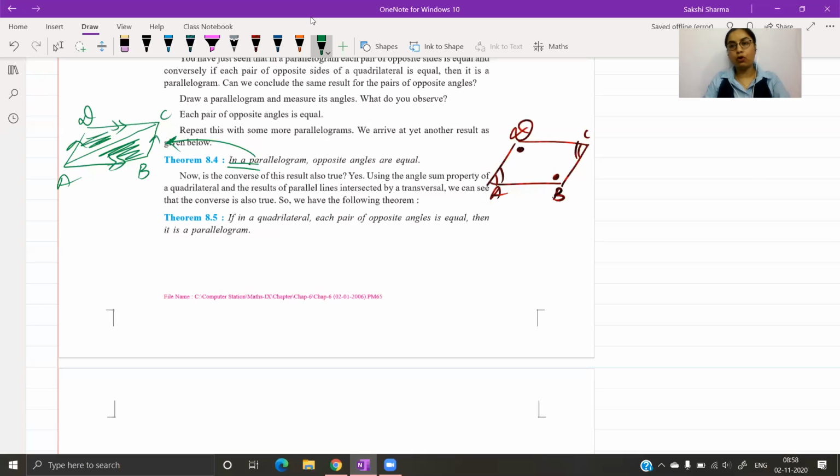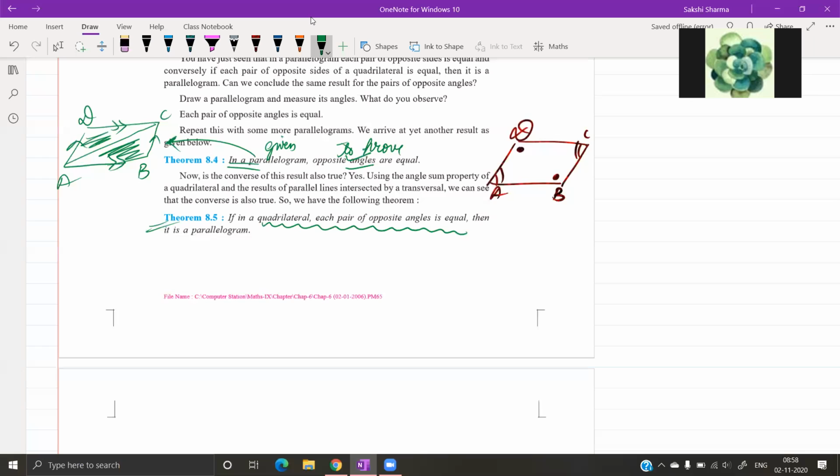Triangle ABC will be congruent to triangle CDA. From there, we can conclude that the opposite angles are equal. So we can start with this and prove this. How can we prove this? We need to start with this result, that a pair of opposite angles is equal. Ma'am, if we draw a diagonal there and then ASA, they will be congruent, and by CPCT, alternate interior angles will be equal, and in parallel lines only the angles are equal.